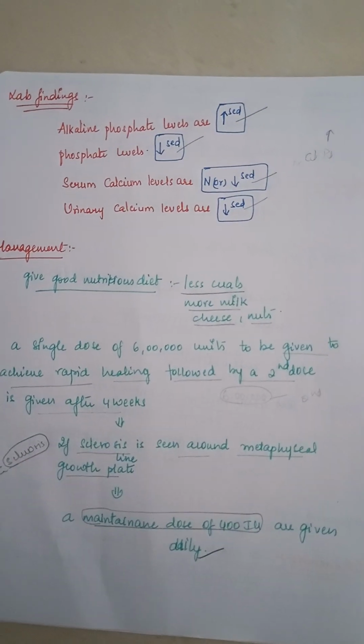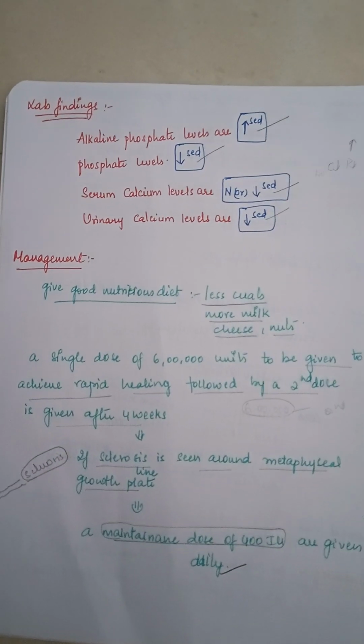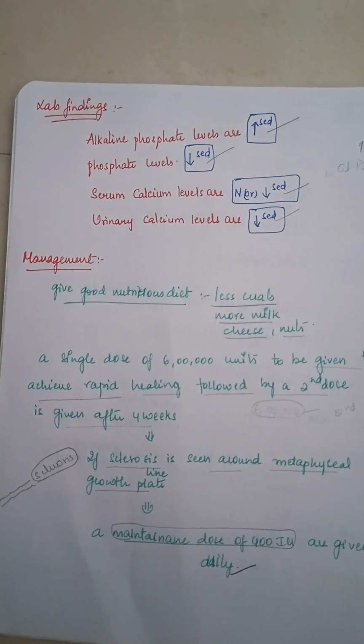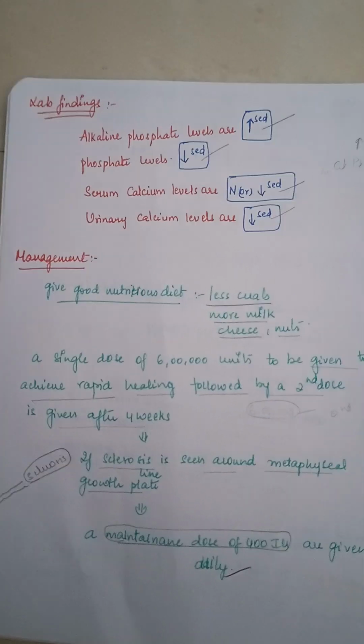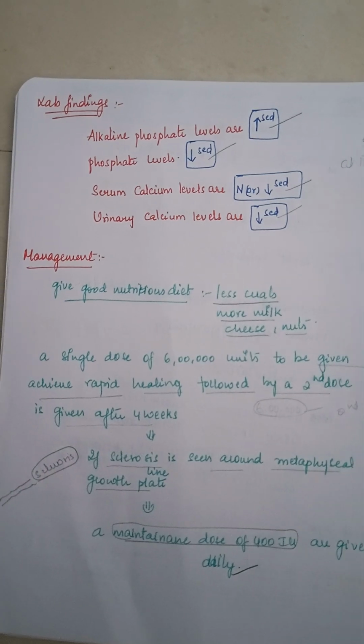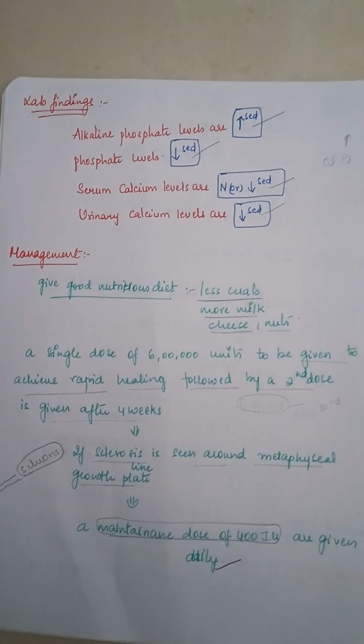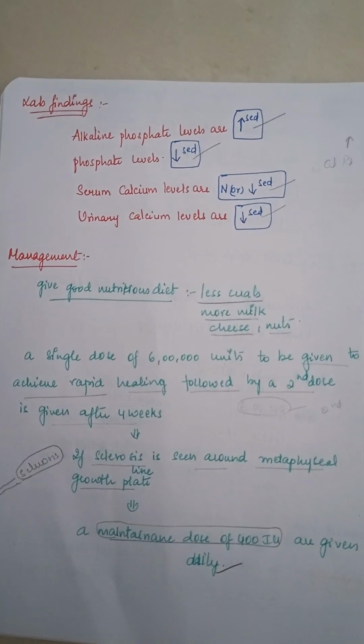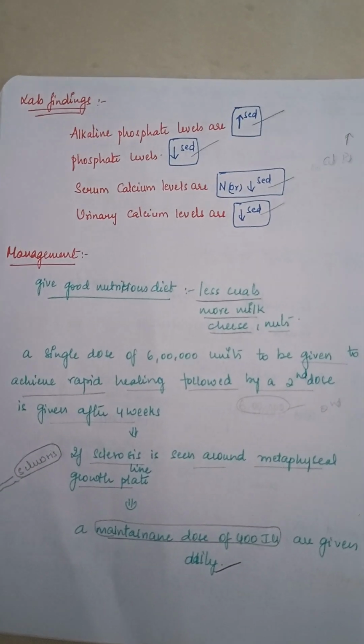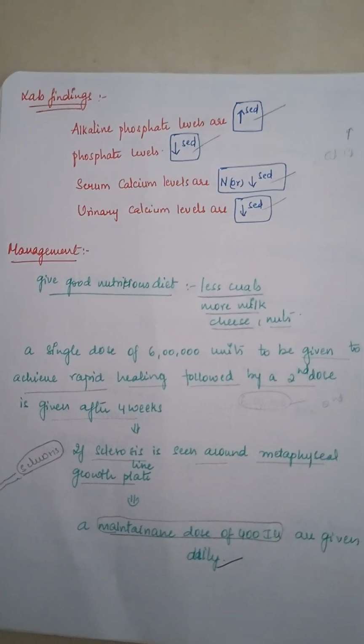Now comes management. In management, you will provide a good nutritious diet, fewer cereals, more milk, cheese and nuts. Then you'll start prescribing injections for patients like vitamin D injection, a single shot of 6 lakh units you'll give initially. Then after 4 weeks, you will again repeat the dose, giving again 6 lakh units.